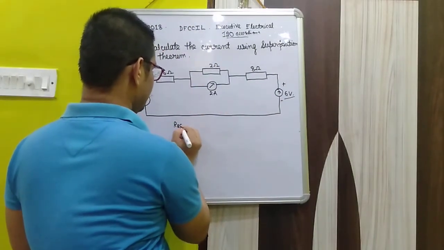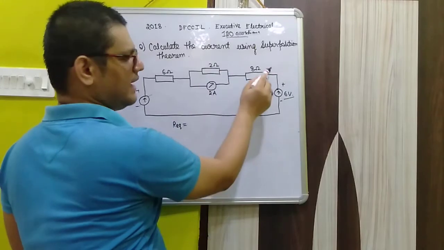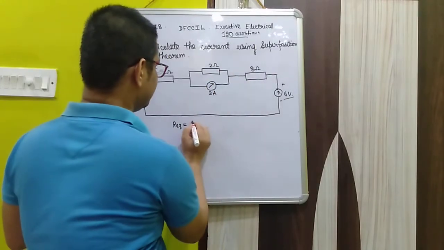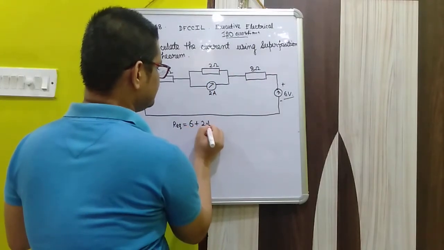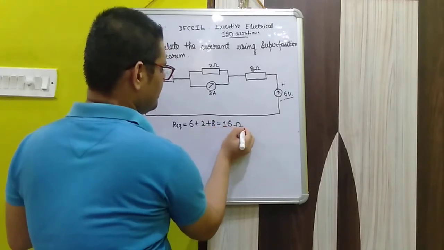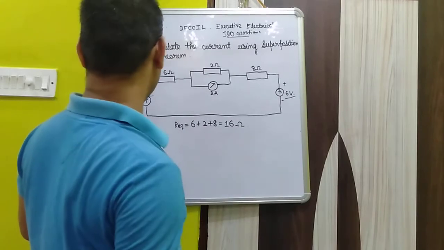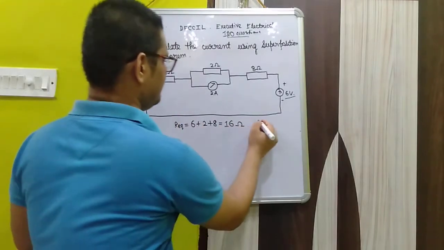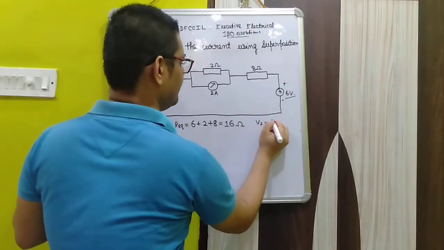So for R equivalent, we just add all the resistances given in the circuit, that is 6 plus 2 plus 8. So this will be 16 ohm. So this is 16 ohm. So what is the voltage here? V1. V1 is given here as 8 volt.